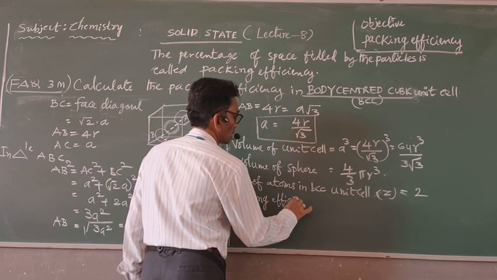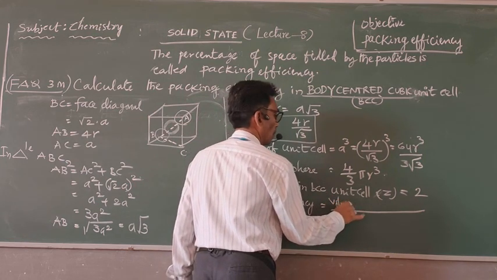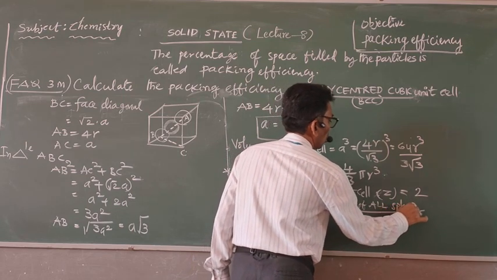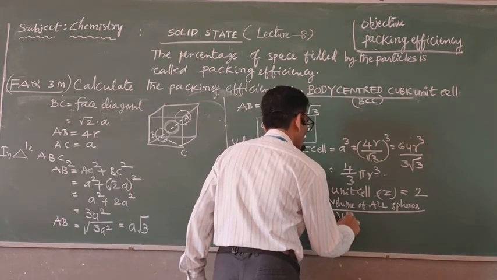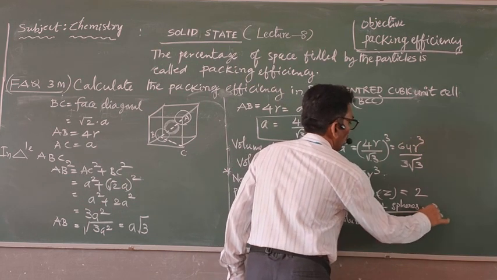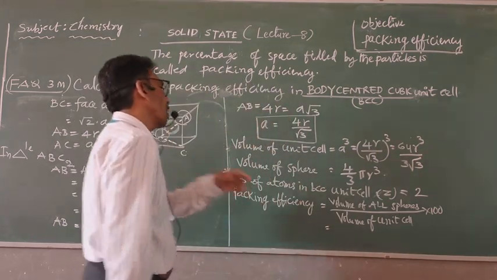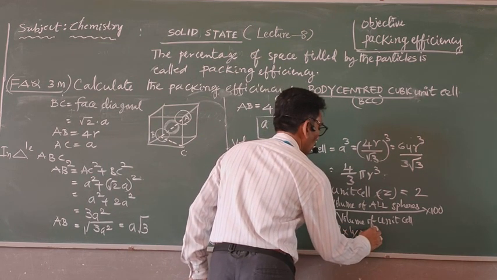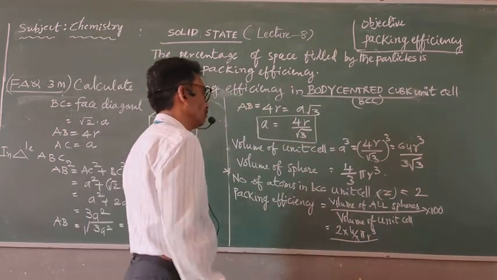Packing efficiency is equal to volume of all spheres in unit cell divided by volume of unit cell multiplied by 100. Then after substitution, what is obtained, dear students? All particles, 2 particles into 4 by 3 pi r cube divided by 64 r cube.